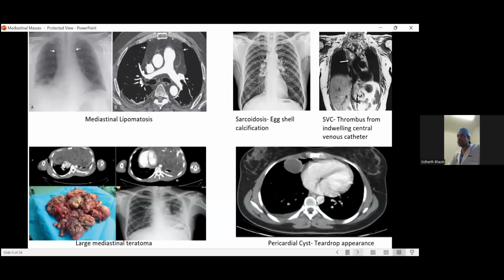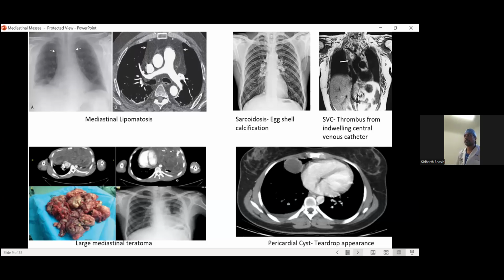This is a picture to show you some common examples, like mediastinal lipomatosis, how it looks on the CAT scan. You can see the infiltration around the heart, where the Hounsfield unit is pretty much similar to subcutaneous fat tissue. So that's lipomatosis. You can see the sarcoidosis eggshell calcification in the second picture on the top right. And then bottom left, you can see the mediastinal teratoma. It was a huge mass, which was resected and came out to be this.